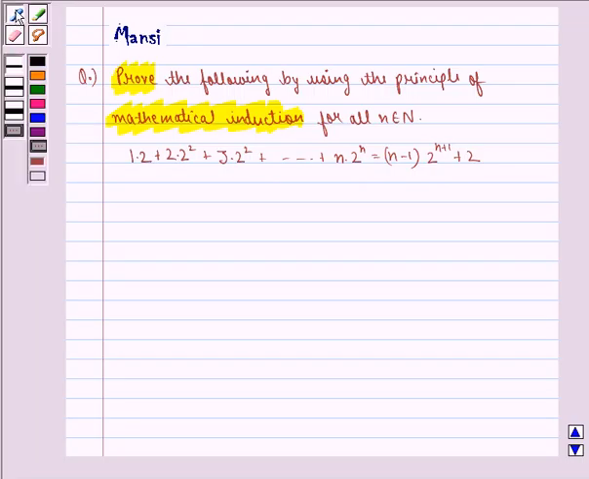Now, before doing the solution to this question, we see the key idea behind the question. We know that the principle of mathematical induction is a specific technique which is used to prove certain statements that are formulated in terms of n, where n is a positive integer. The principle can be explained with the help of two properties.